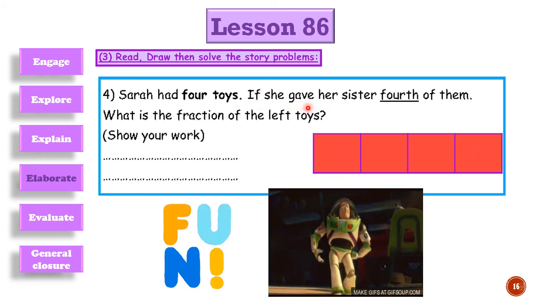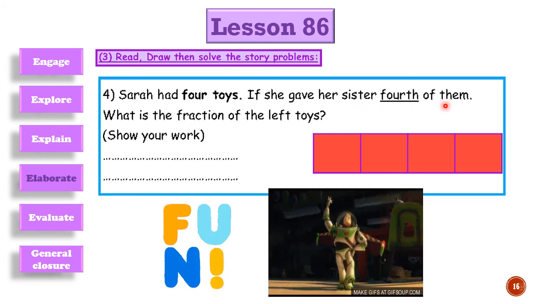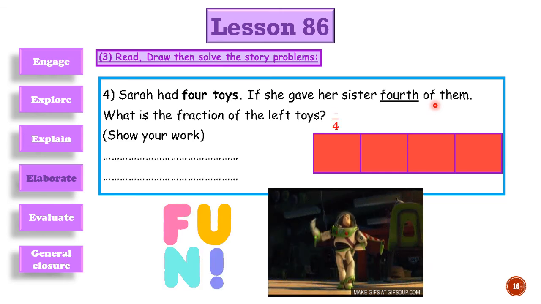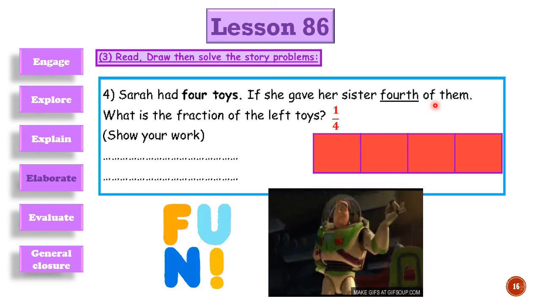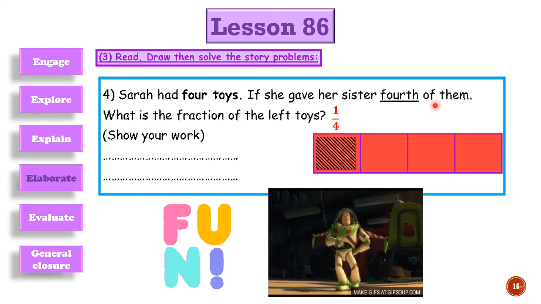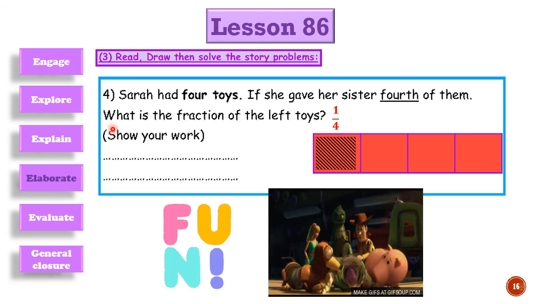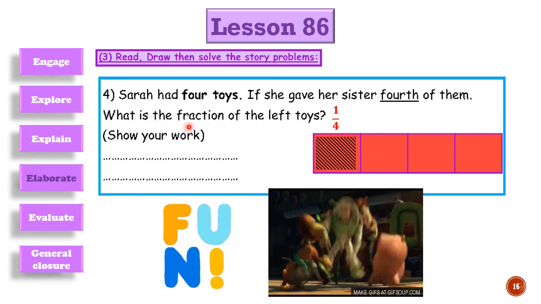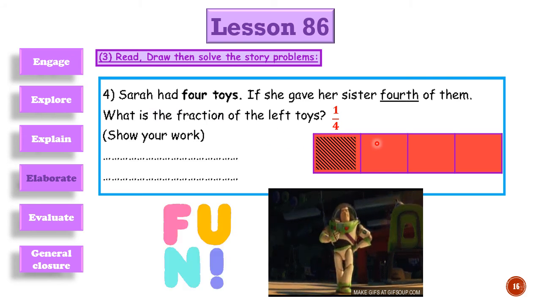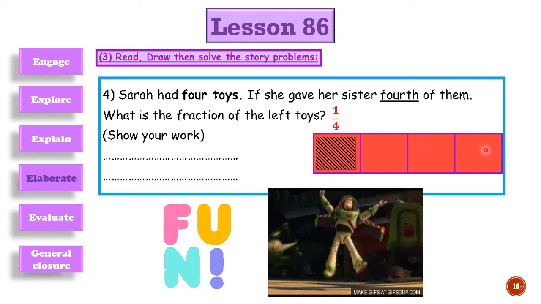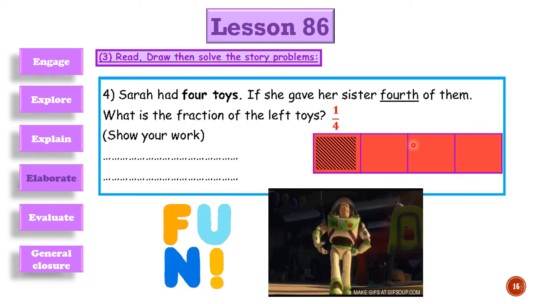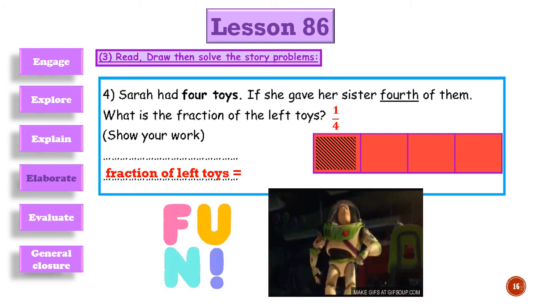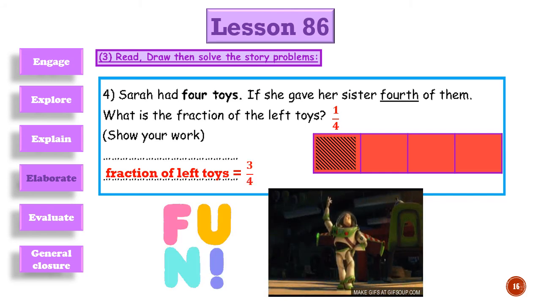Now, if she gave her sister 1/4 of them, 1/4 means what? Yes, 1 over 4. 1 part out of 4. Let's write it down, 1/4, and shade it. Now, let's continue our questions. What is the fraction of left toys? What is the fraction of left toys with Sarah? Now let's count. 1, 2, 3. 3 fourths. 3 toys out of 4. Then it will be fraction of left toys. Yes, 3 fourths. Good job.